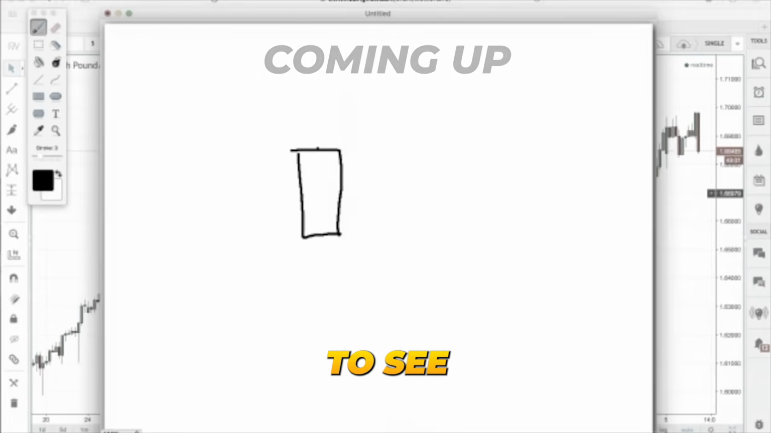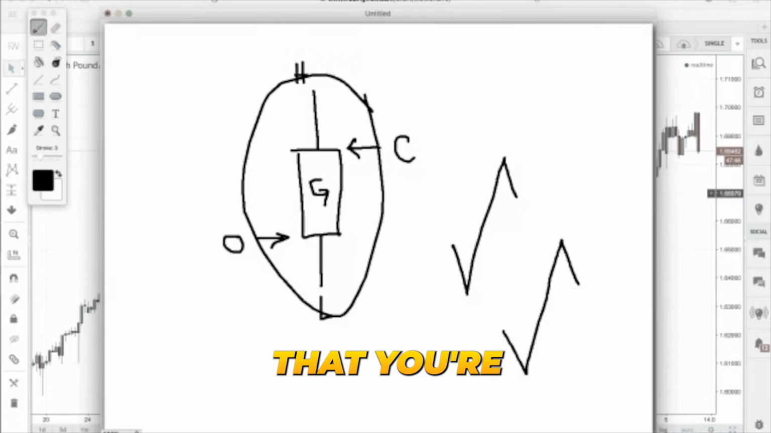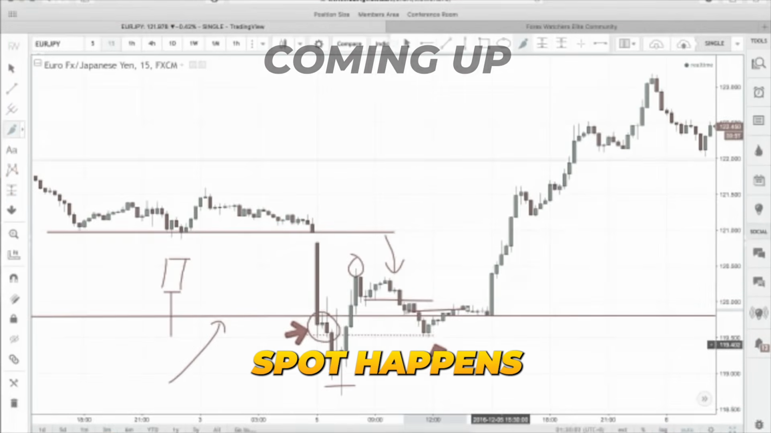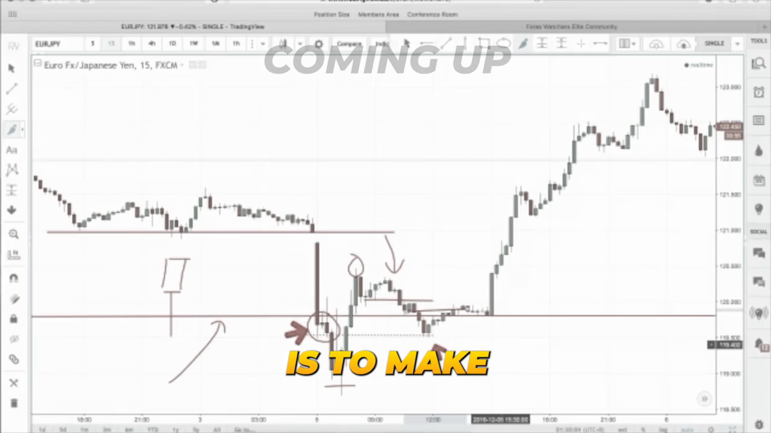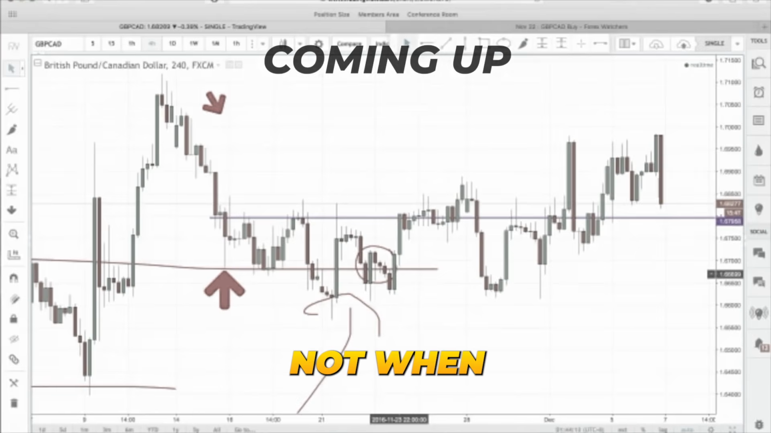Candlestick, it was designed to see the universe within. It is not used to predict the chart that you're looking at. Once the money spot happens, the only thing left to do is to make sure: is the big boy going to mess with me? I buy when there's sellers, not when there's buyers.